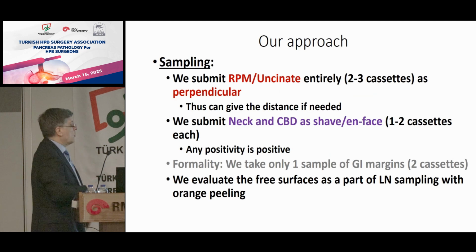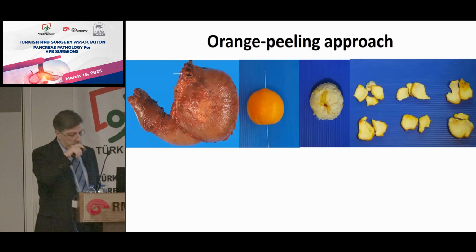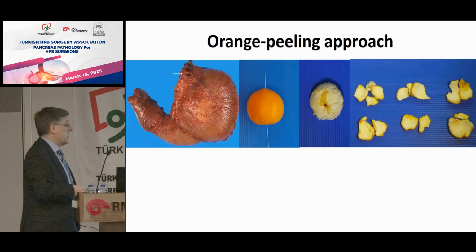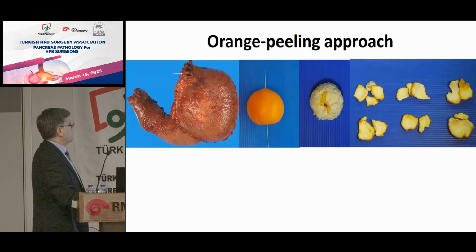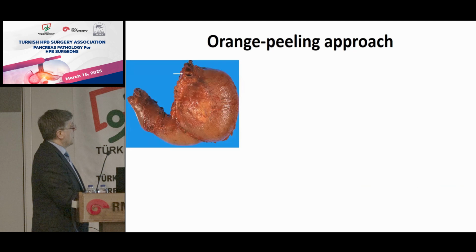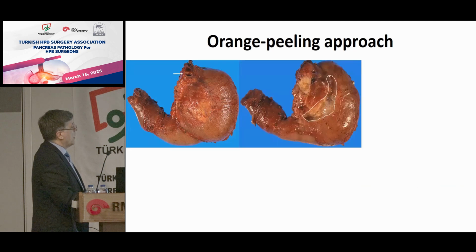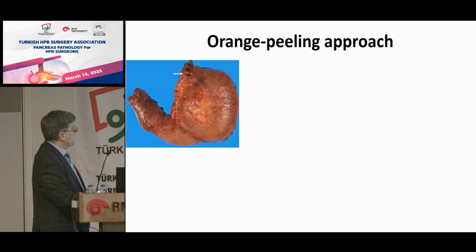Now we come to the surfaces. Here's how we deal with the surfaces. It's not what everybody does. I think I like it a lot because it's very informative. We call it the orange peeling. We essentially peel the surfaces of the pancreas to obtain the lymph nodes. I'm going to show you what I mean by that.